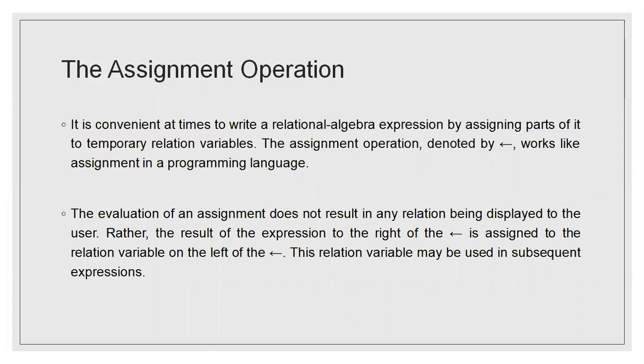The evaluation of an assignment does not result in any relation being displayed to the user. Rather, the result of the expression to the right of the arrow is assigned to the relation variable on the left side. So this relation variable may be used in subsequent expressions. I hope you understood the assignment operation. Simple, just like an assignment statement in C language.